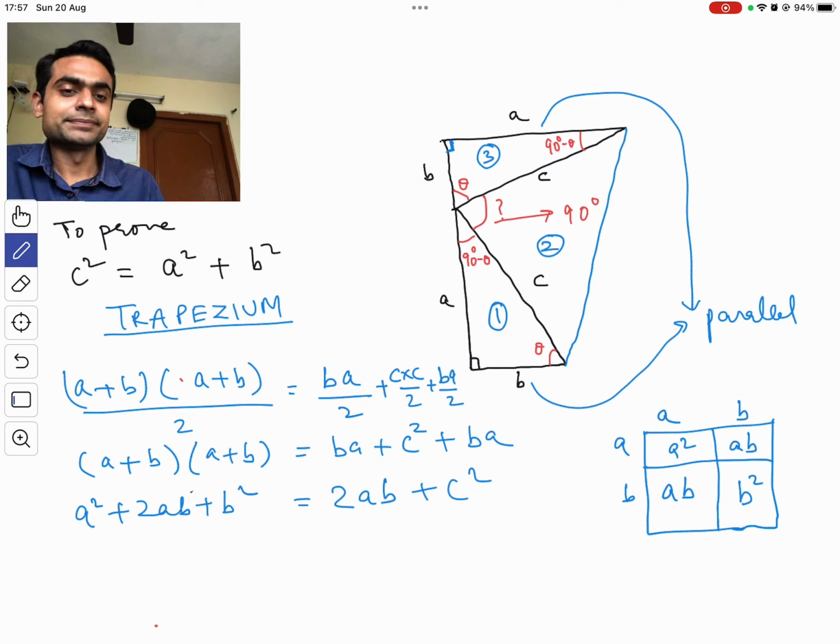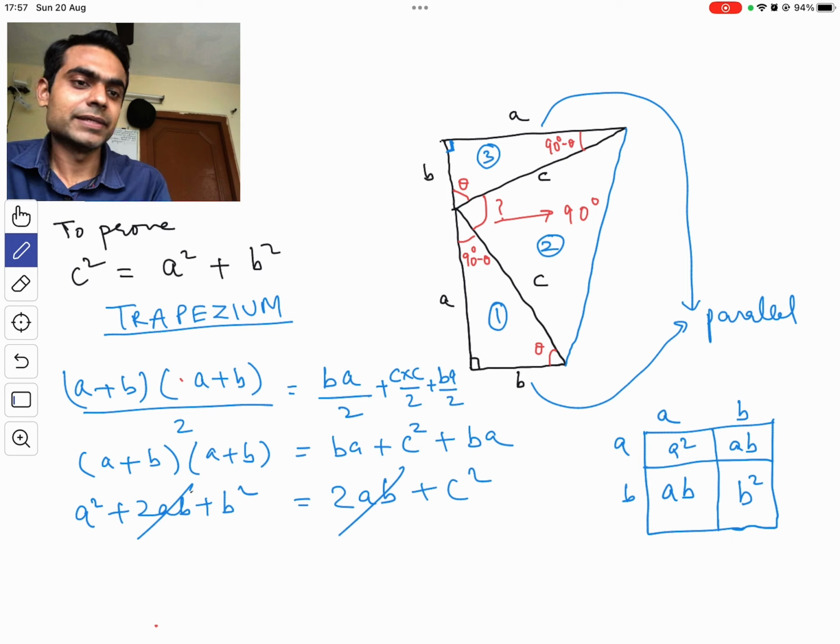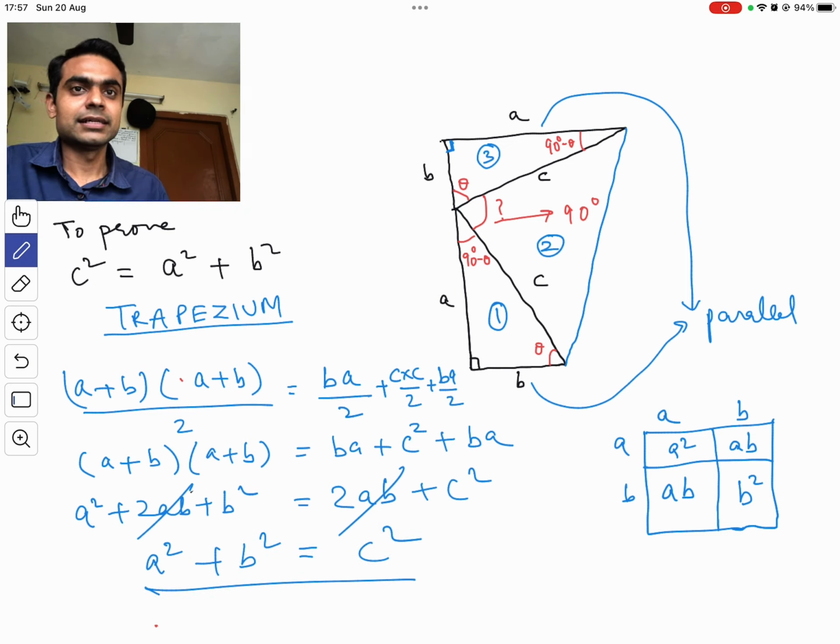This is now a very redundant quantity. So let's remove this 2ab from both sides, and I am left with a squared, b squared, and c squared. And rewriting the equation, I get a squared plus b squared is equal to c squared, which is the desired result, and which proves this theorem, Pythagoras theorem. That is, the square of the hypotenuse is equal to the sum of the squares of the perpendicular sides, the height and the base, right? Squaring the base, squaring the height, and adding them together.